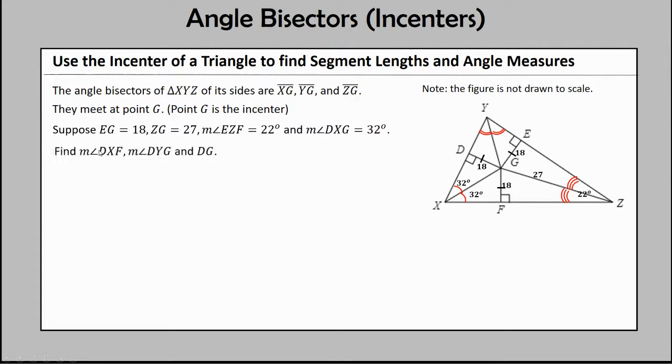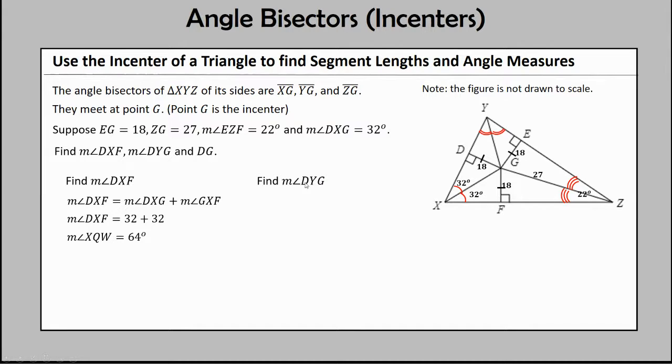All right. Now we got to find DXF, DYG, and DG. So angle DXF. We'll go over here and find DXF. Well, that's just this whole angle X right here. And you get that by adding 32 and 32. So this angle DXF, which is really angle X, is 64 degrees. Okay. Angle DYG.